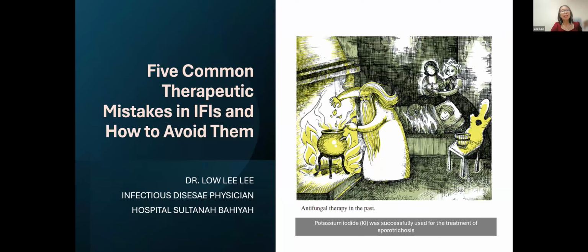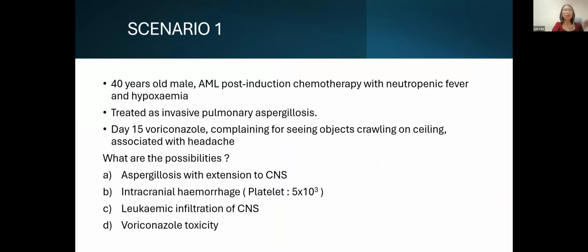So my topic today is 5 common therapeutic mistakes in the management of IFI or invasive fungal infections. What I'm going to do is share 5 case scenarios, which I think are the practical problems that we are facing day in and day out in our clinical practice. So we are moving away from voodoo medicine. We're no longer practicing antifungal therapy like many decades ago. Now we have more appealing choices of antifungal agents.